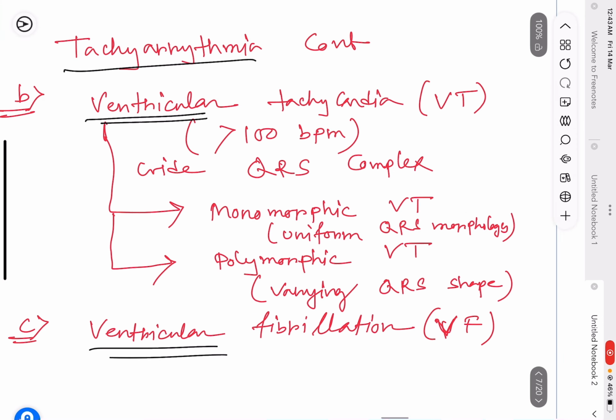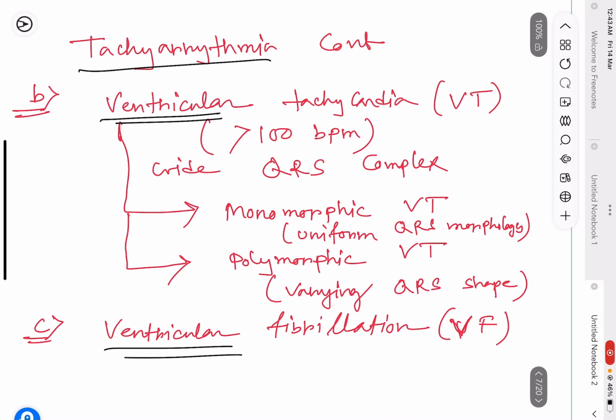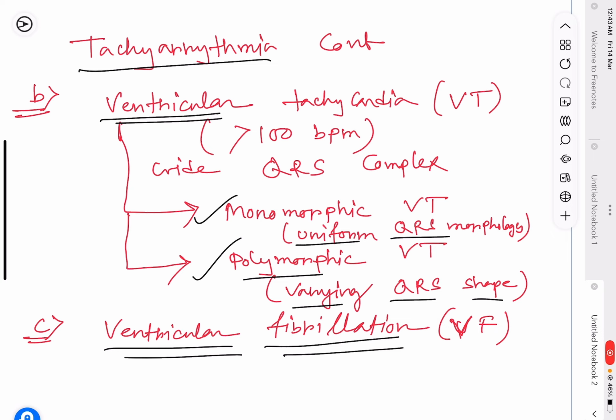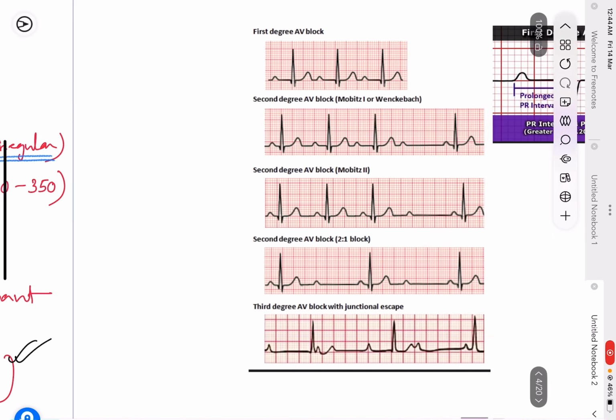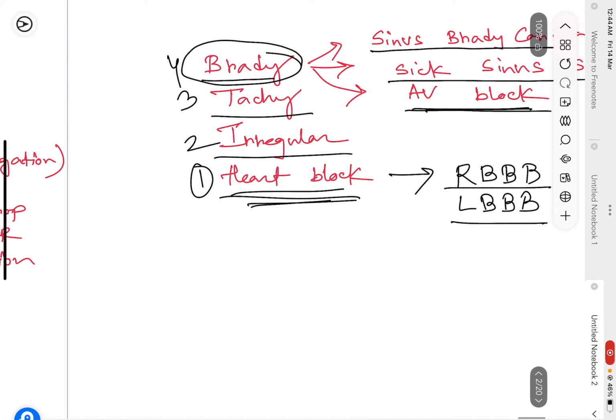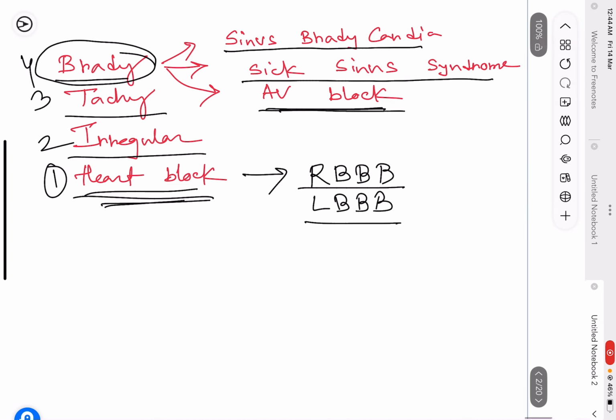In ventricular tachycardia, we have two kinds: monomorphic and polymorphic ventricular tachycardia. Monomorphic means the QRS complex is uniform; every QRS complex is same looking. In polymorphic, the QRS complexes are of various shapes. And the third category is ventricular fibrillation. Simple. Now we know the bradyarrhythmias: sinus bradycardia, sick sinus syndrome, and AV block.